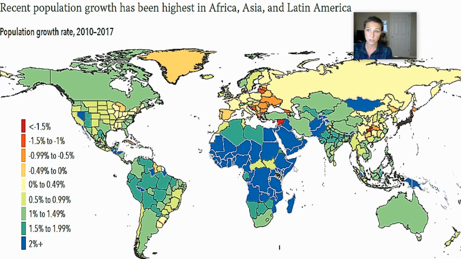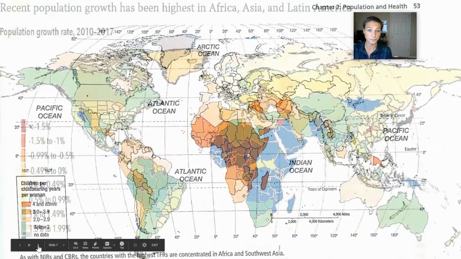So super fast population growth is not good. Negative population growth is not good. And we're going to explore the consequences later. This is all about causes. So that's all I'm talking about for this presentation.